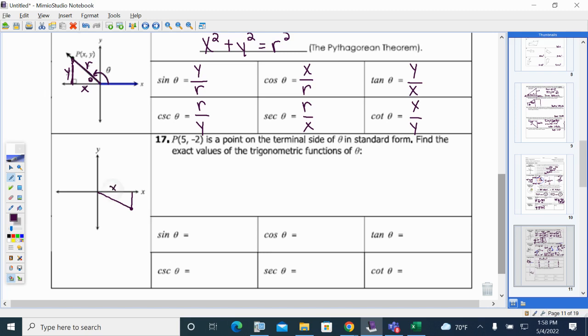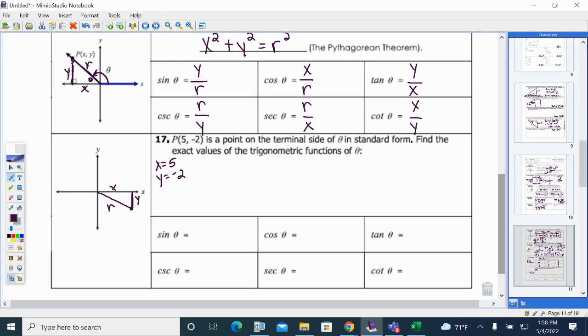So the distance here is my x. The vertical is my y. And then the distance from the origin to the point is your radius. So in this example, x is equal to 5. Y is equal to -2. And then we have got to find the radius.